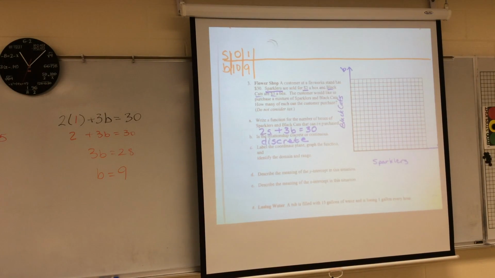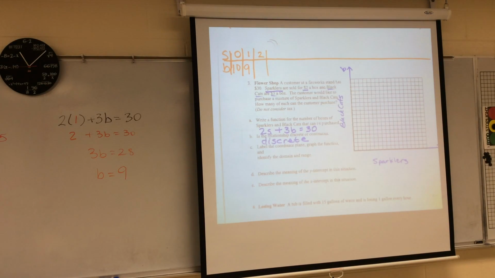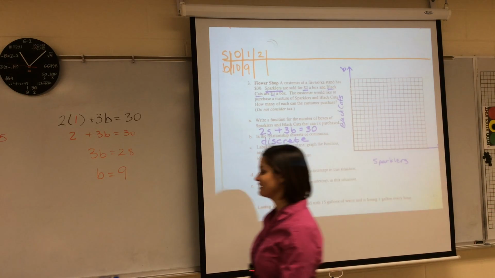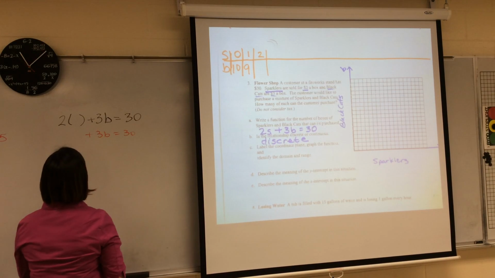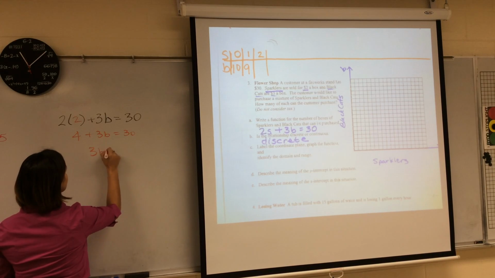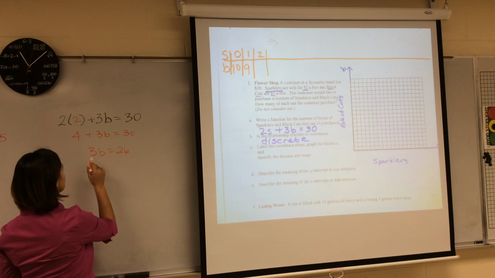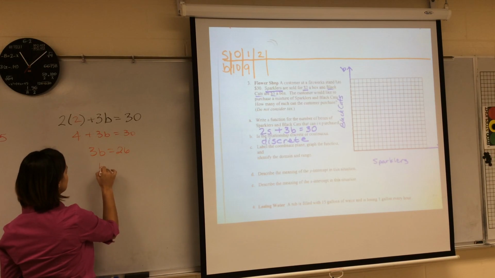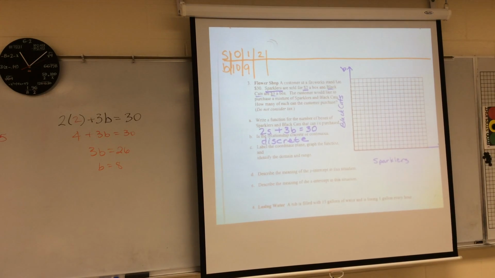Yes, so the more boxes of sparklers I buy, the fewer boxes of black cats I can buy, right? Those are some really good predictions. Let's see if they are true. So when I buy 2 boxes of sparklers, I spent $4, right? So then 3B equals 26. So 3 goes into 26 how many times? So B is 8, because it's 8 point something, but we can't have a fraction of a box, right?